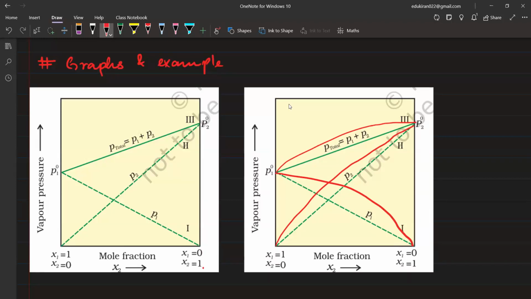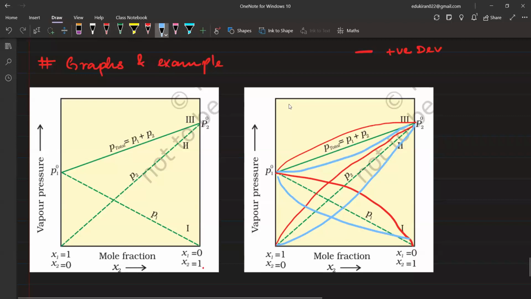This is positive deviation. For negative deviation, it will be just lower. For negative deviation, it will be less. So this red part is for high pressure, for positive deviation. Then you have the blue one, where the pressure is low, which is for negative deviation.